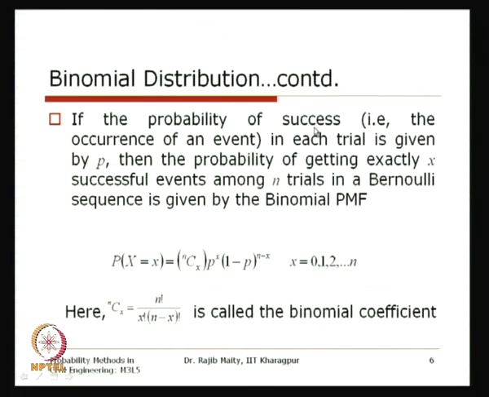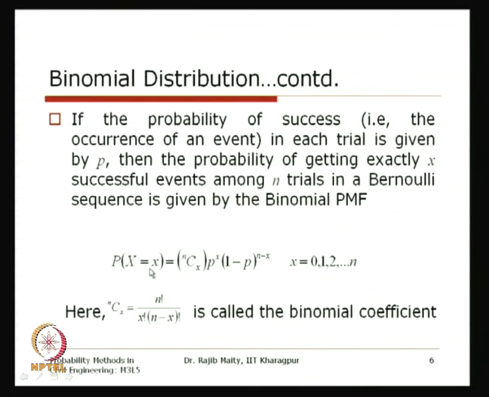So, again I repeat that success is arbitrary, in the sense that out of two possible outcomes, I can designate a particular event as success. If the probability of success, that is the occurrence of the event in each trial, is given by P, which is known to us, then the probability of getting exactly X successful events among the n trials in a Bernoulli sequence is given by the binomial probability mass function. How many trials we conduct is known, and this probability is also known. The number of successes is the random variable that we are considering in this binomial distribution.